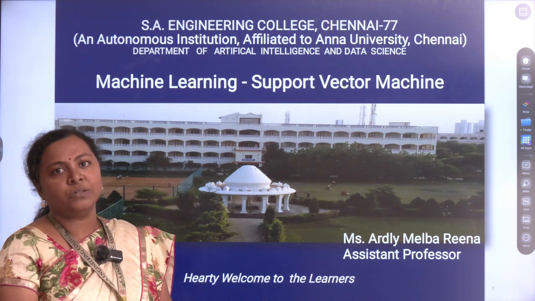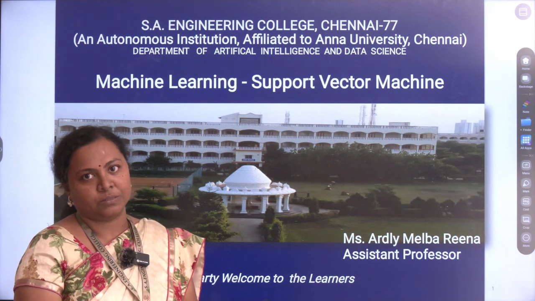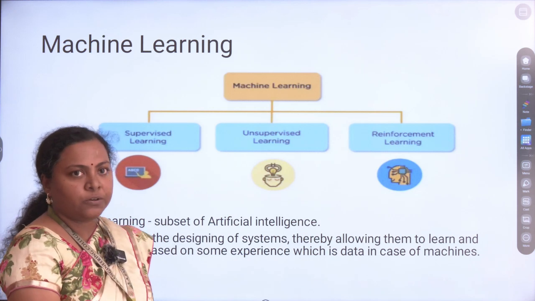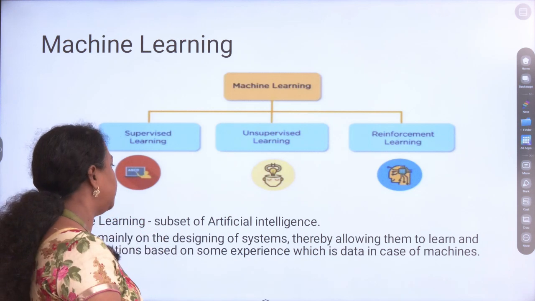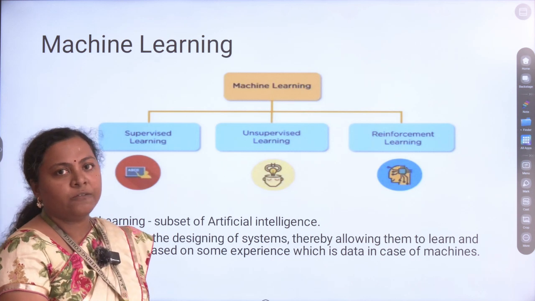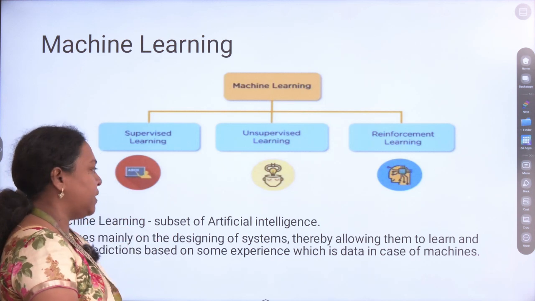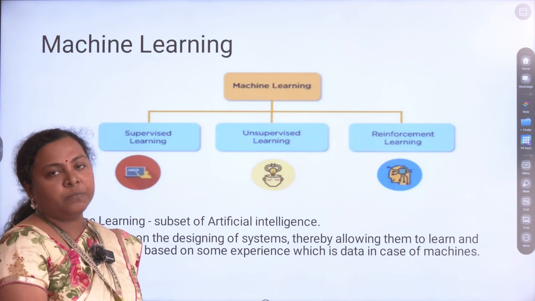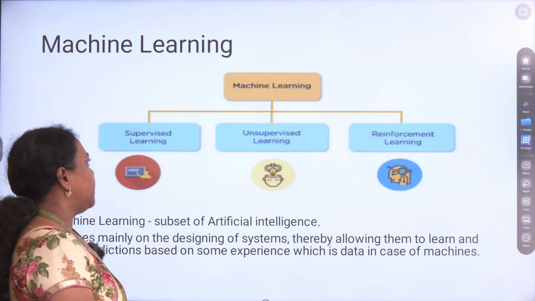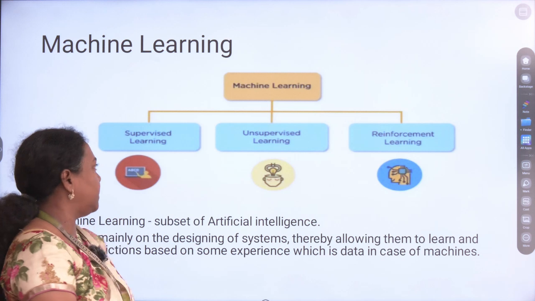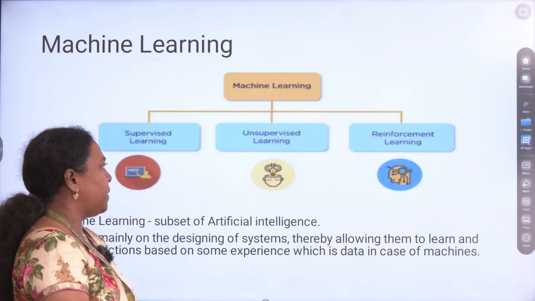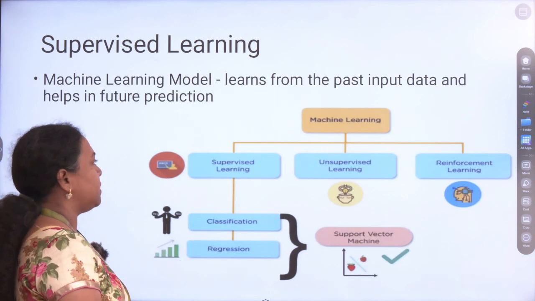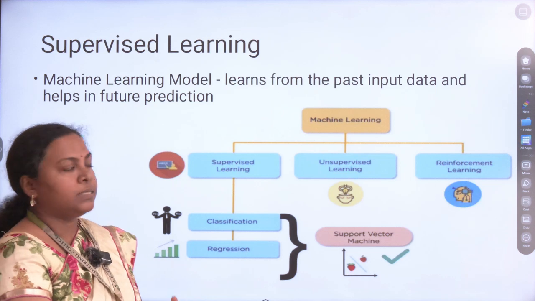In machine learning, we are going to talk about support vector machine. We'll see what is machine learning. Machine learning is a subset of artificial intelligence where we design a system which allows us to learn and make predictions based upon the experiences that we get from the data. It can be learned by three different techniques: supervised learning, unsupervised learning, and reinforcement learning. First we'll see supervised learning, as support vector machine falls in this category.